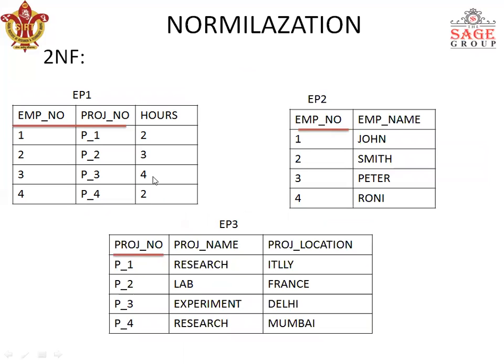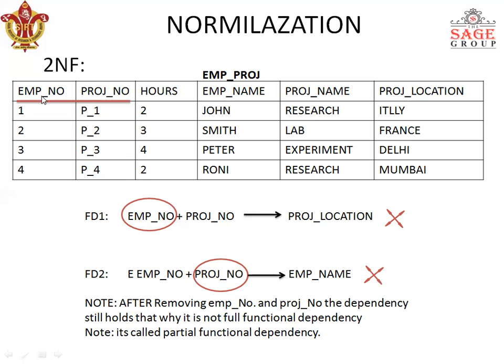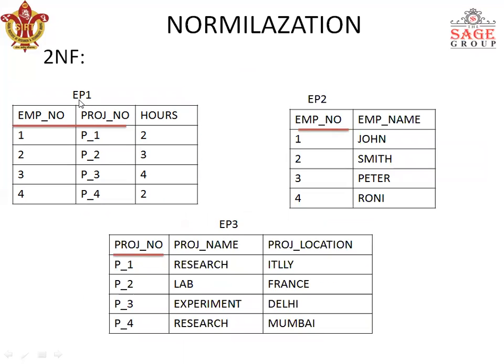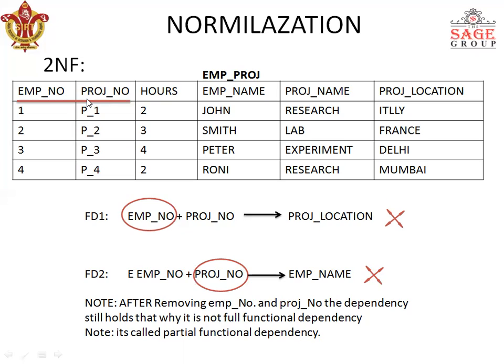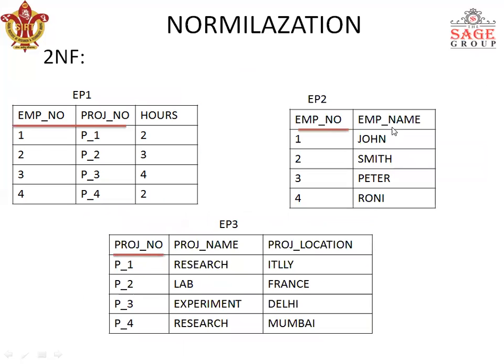Here, what we did in the previous example: employee number, project number and hours, we made one table, that is the employee project relation. We made another table, an employee table with employee number and employee name. And the third table is project number, project name, and project location. So we have broken down this table.